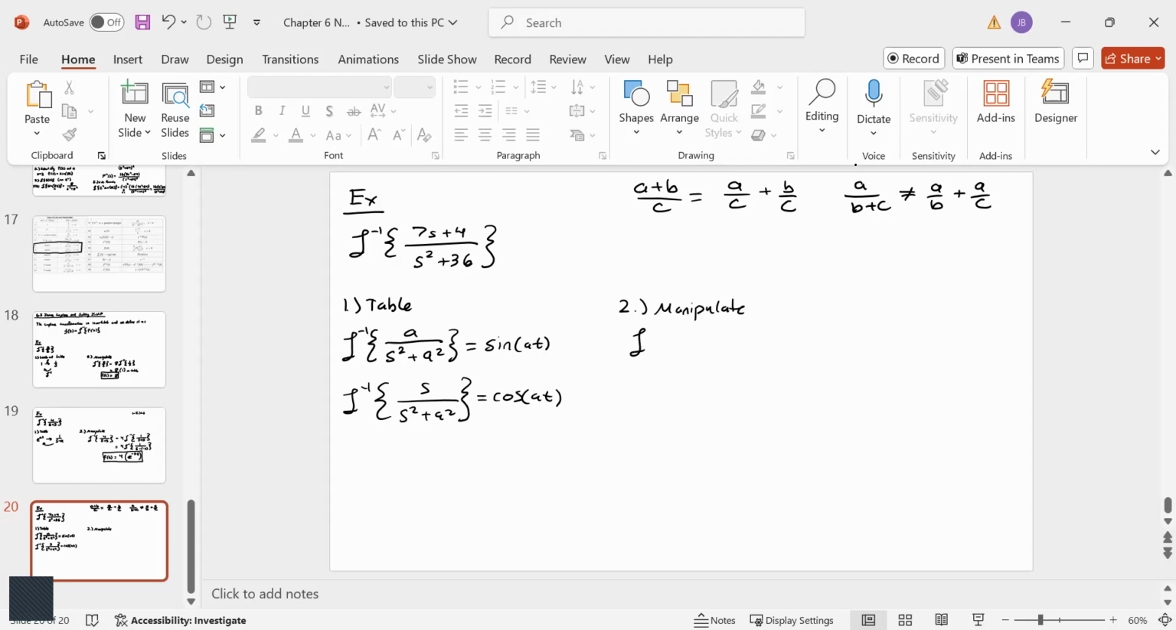And so the inverse Laplace of 7s plus 4 over s squared plus 36 is equal to the inverse Laplace of 7s over s squared plus 36 plus the inverse Laplace of 4 over s squared plus 36. So all I've done so far is just break it up into two different inverse Laplace transformations. And now my goal is to make it look exactly the way I see it in the table.